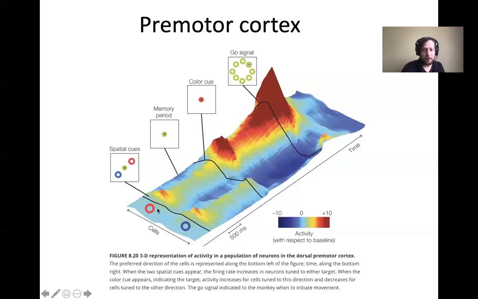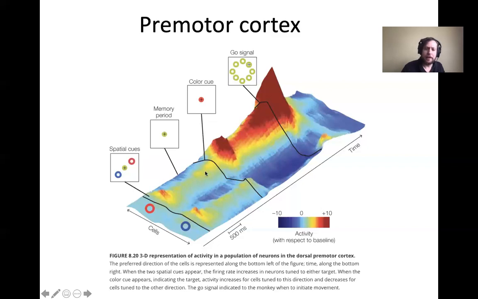So a couple things to notice is that during the preparatory interval, both potential points of space are kind of simultaneously represented. It's like these two potential actions. One action is you're supposed to respond to the thing in the upper right-hand corner. The other potential action is responding to the target that might be in the lower left-hand corner. The blue responds to the lower left, the red responds to the upper right.